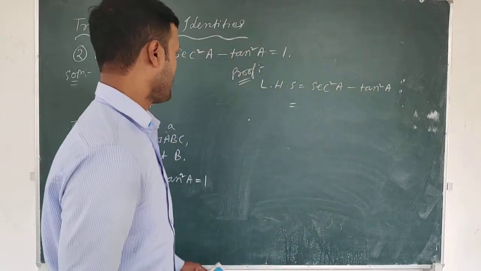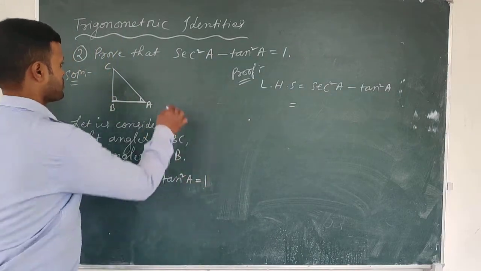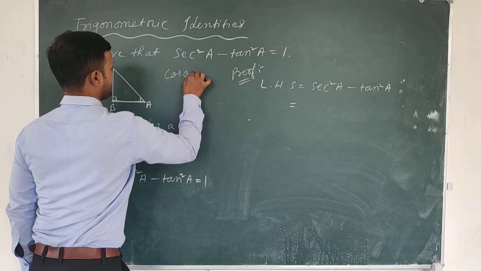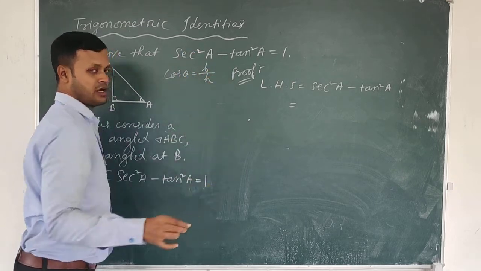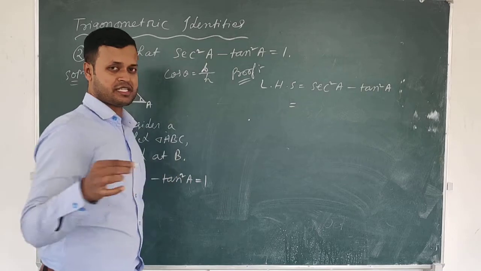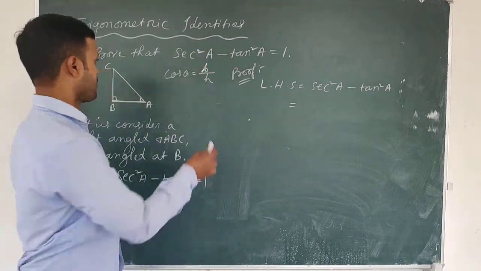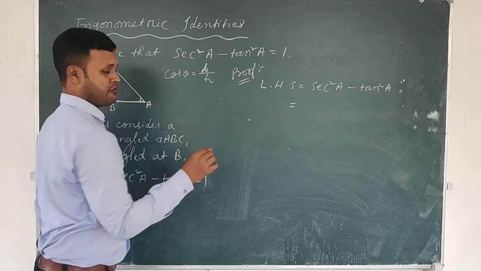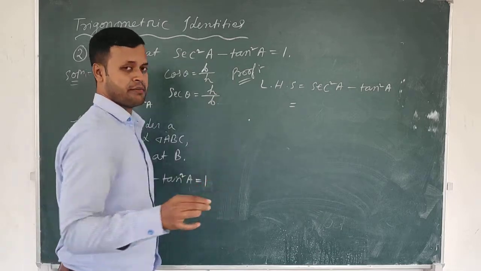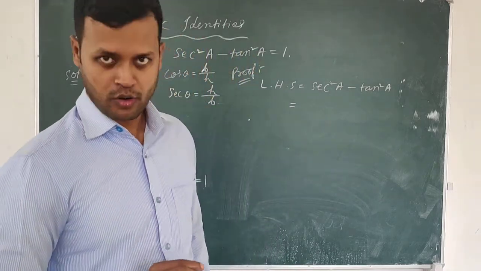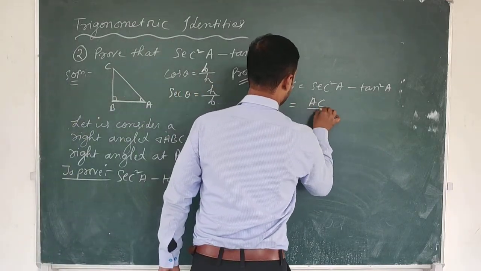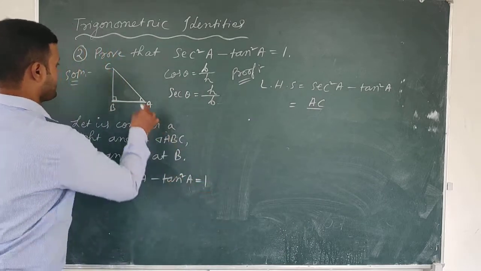So sec A, students, what ratio will you write for sec A? Cos theta is b by h, from the three lines that I always say, curly black hair. So for cos I will write base by hypotenuse. Sec is the reciprocal of cos, so for sec we will write hypotenuse by base. Hypotenuse is AC and the base is AB.